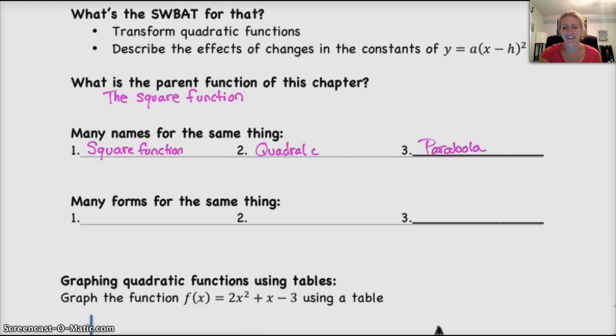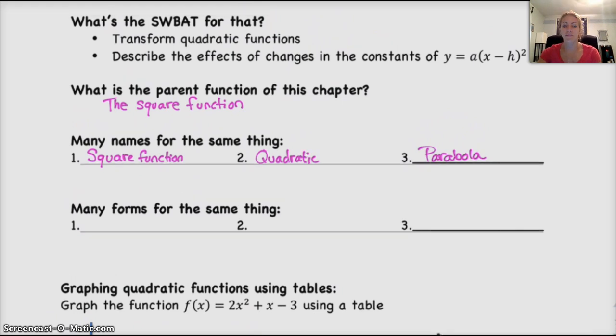Typically, if the max degree on x is a 2, if you have x squared and then a bunch of other stuff, and nothing higher than an x squared and nothing lower. I mean, you can have lower things, but you have to have an x squared. Then you'll have a quadratic or square function.